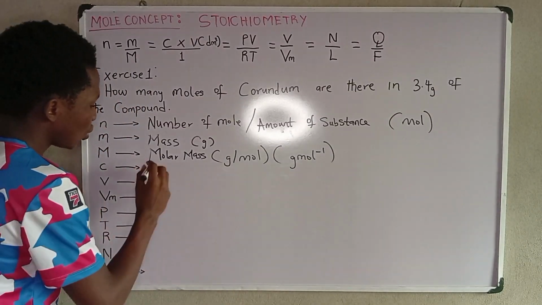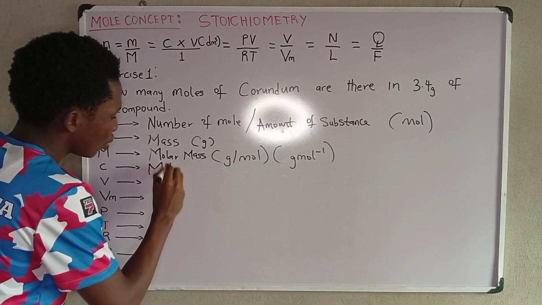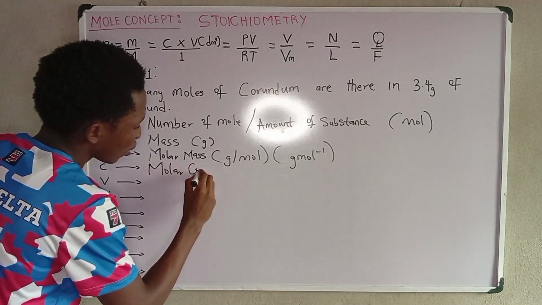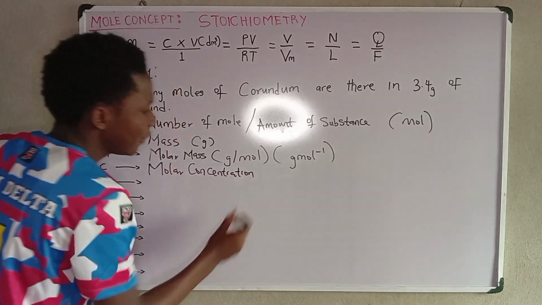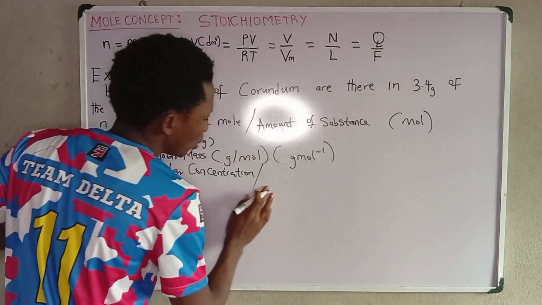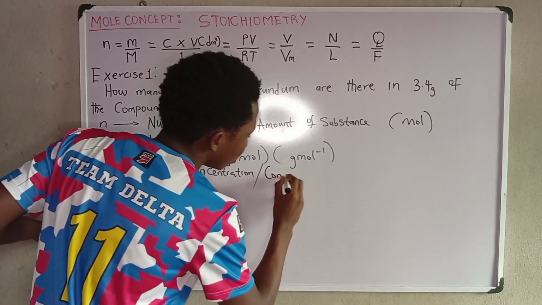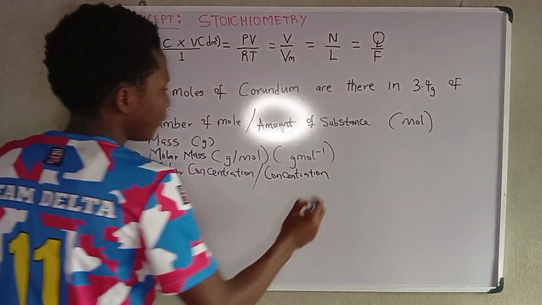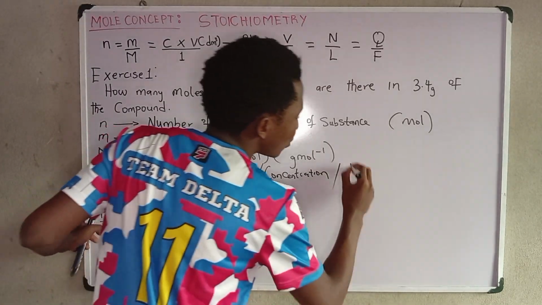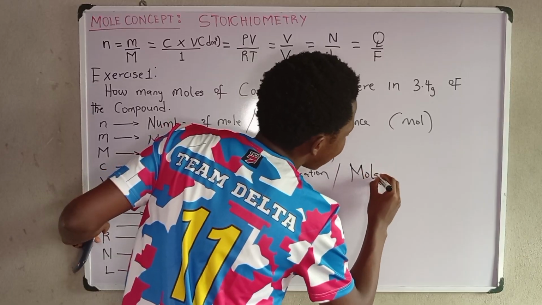We use C to denote what? Molar concentration. If it's not called molar concentration, we call it concentration. If we don't call it concentration, we call it molarity.